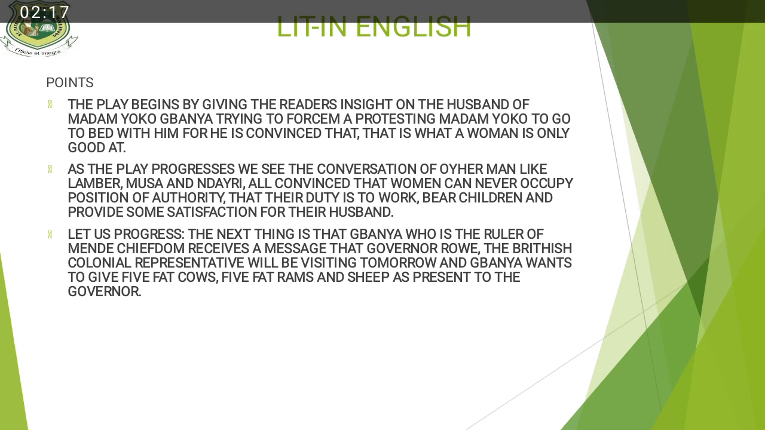Let us proceed. The next thing is about Benya, who is the ruler of Mende chiefdom. Chief Benya received a letter, a message that Governor Lowy, the British colonial representative, will be visiting tomorrow, and Benya wants to give 5 fat cows, 5 fat rams and sheep as a present to the governor.